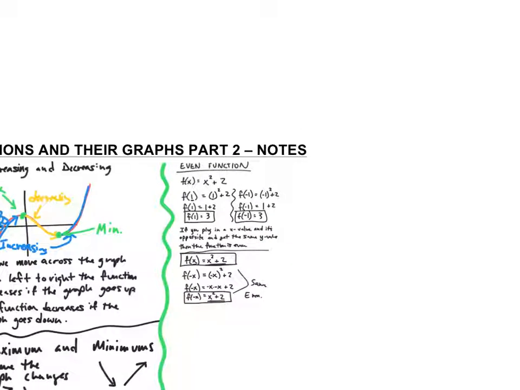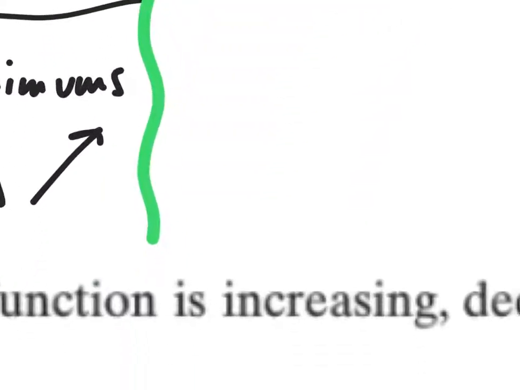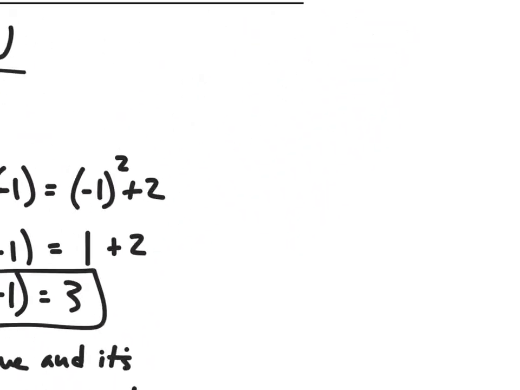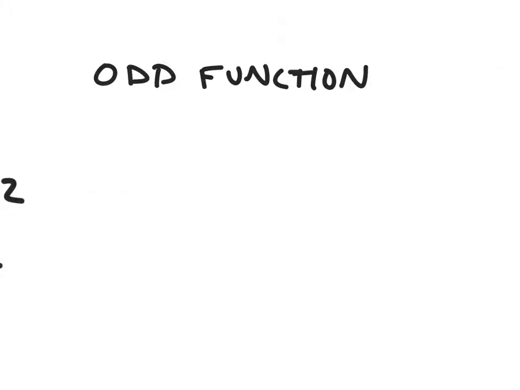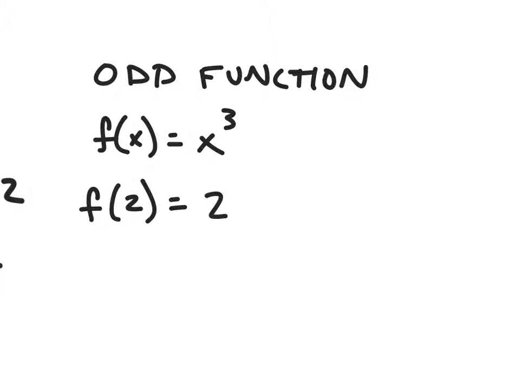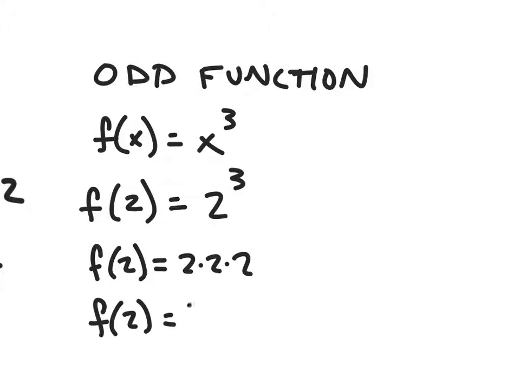All right, let's talk about an odd function. Let me do that up over here. An odd function is a similar function, so I'm just going to do f of x equals x cubed. Now let's plug in 2. That means I'm going to take 2 and cube it, so f of 2 means 2 times 2 times 2. So f of 2 gives me positive 8.